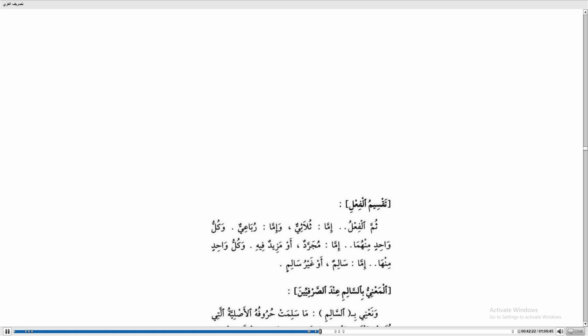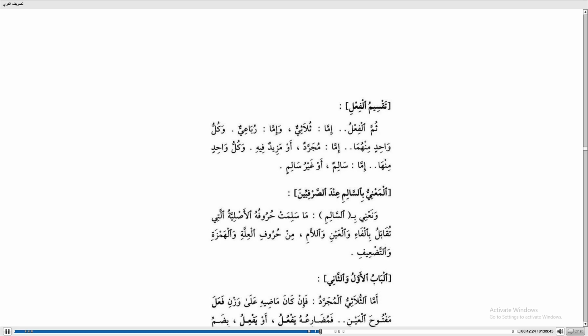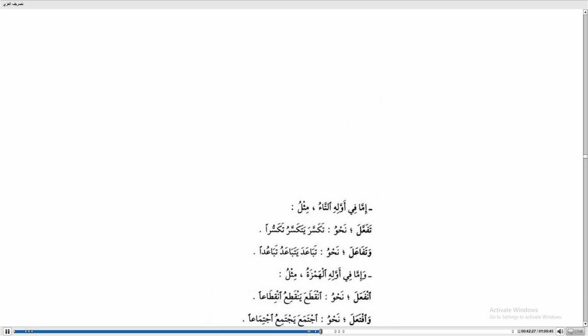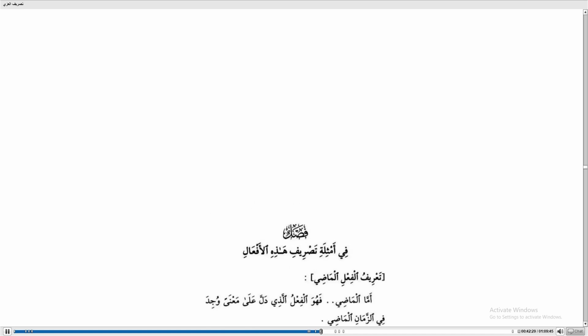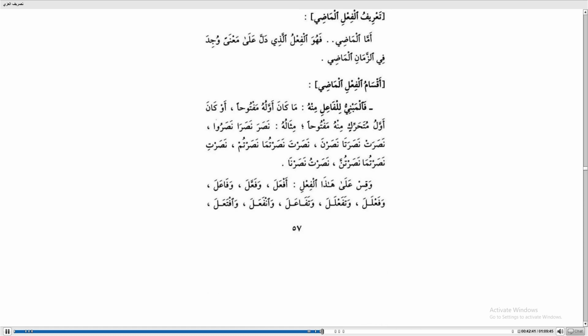If you look at your book, see on this page, it gives you the definition of the madi, then it gives you the different conjugations, see? Nasara, nasara, nasaru. Nasarat, nasarata, nasarna. Nasarta, nasartuma, nasartum. Nasarti, nasartuma, nasartunna. Nasartu, nasarna. Okay?